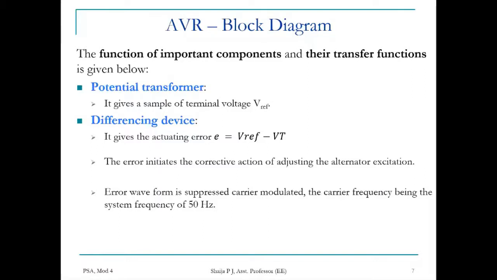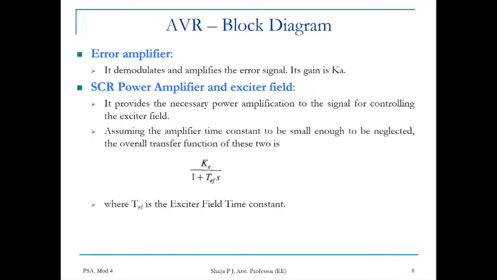First one, potential transformer. It gives a sample of terminal voltage VT, and the differencing device gives V reference minus VT. This error actually initiates the corrective action of adjusting the alternator excitation. Error waveform is suppressed carrier modulated, the carrier frequency being the system frequency of 50 Hz. Error amplifier, which demodulates and amplifies the error signal. Its gain is Ka.